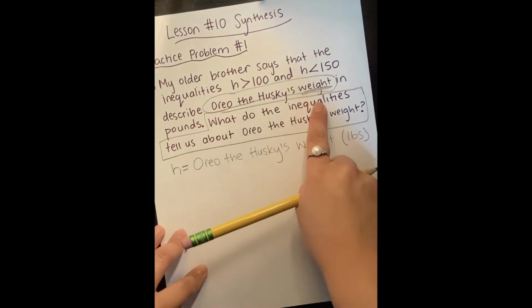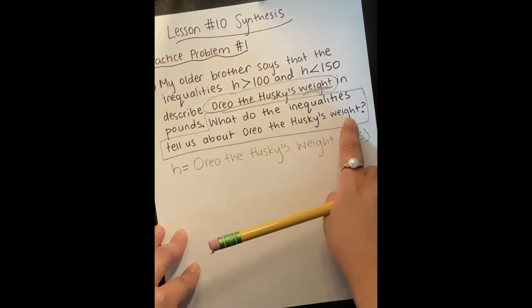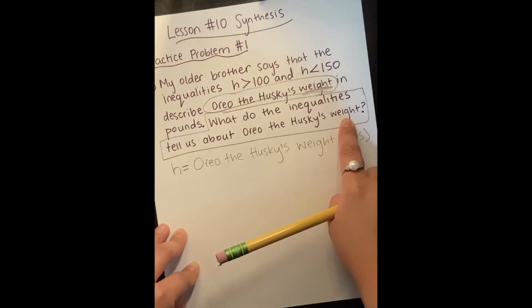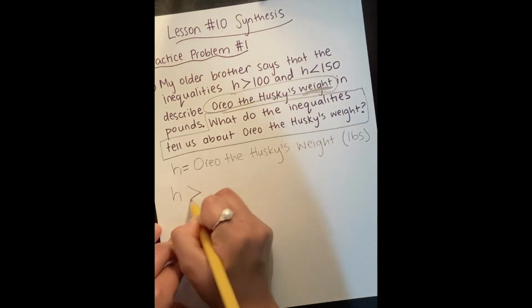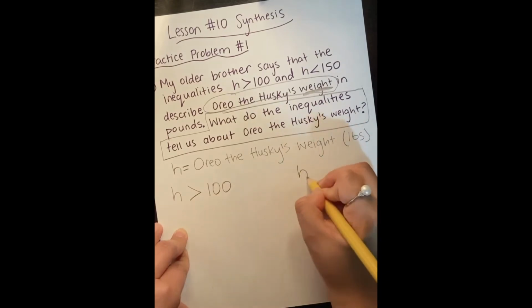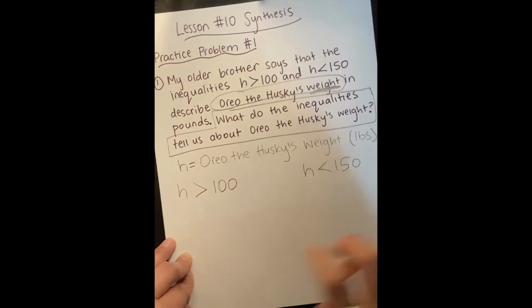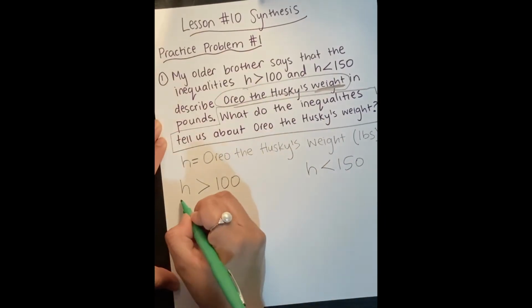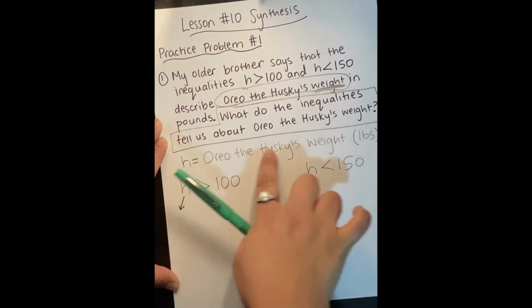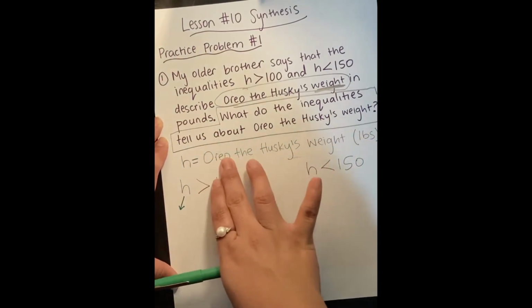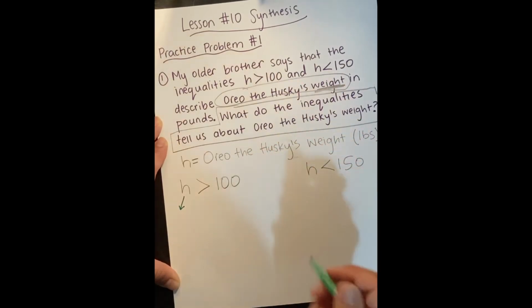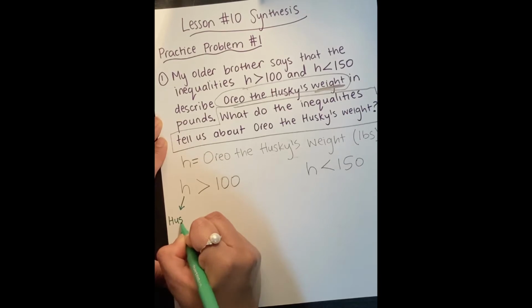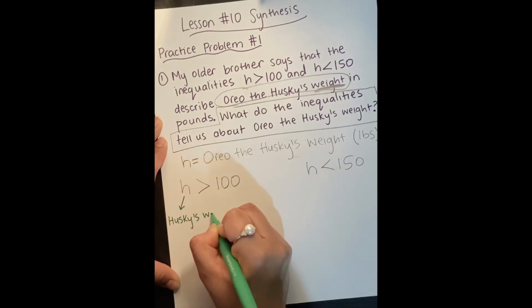Okay? Now, the question is, what do these inequalities tell us about Oreo the Husky's weight? In order to answer that, I have to take each inequality and, like we did in the lesson, rewrite them from mathematical statements into everyday statements. And I am going to write that in green. And again, we're going to go part by part. So this h is Oreo the Husky's weight. Instead of writing Oreo the Husky, I'm just going to write Husky. So this h is Husky's weight.